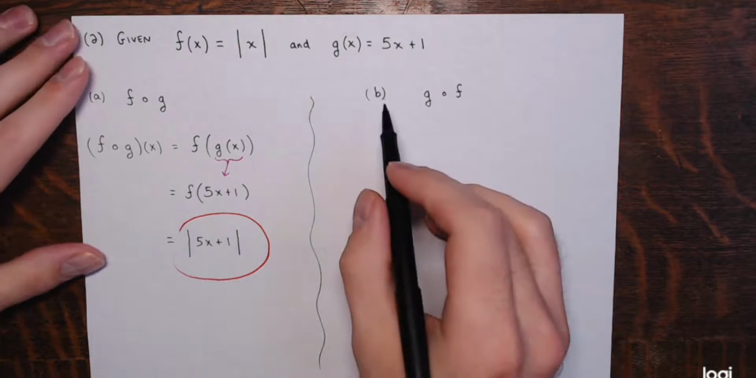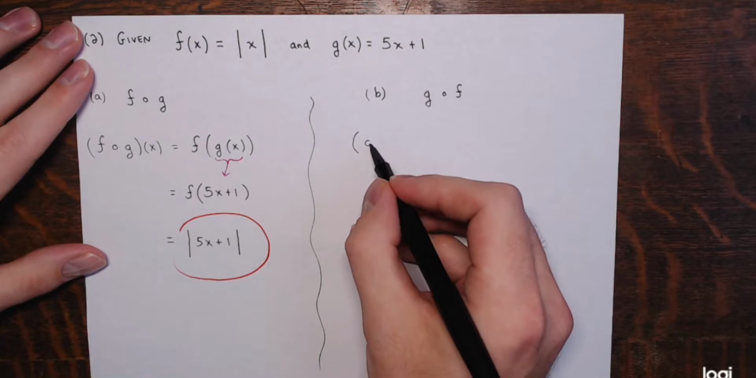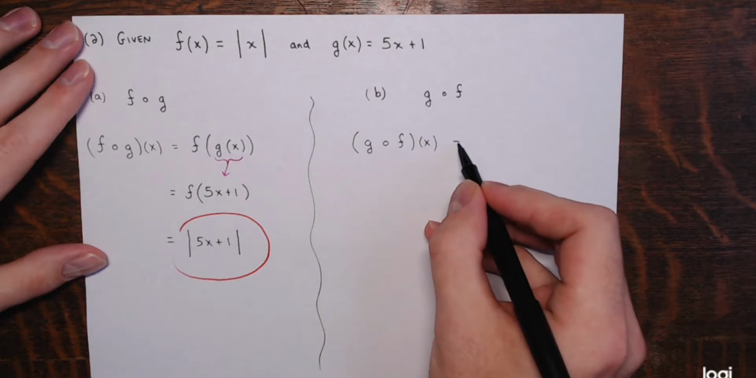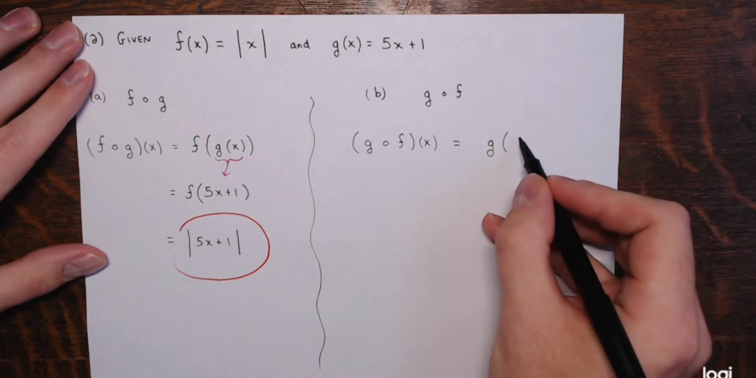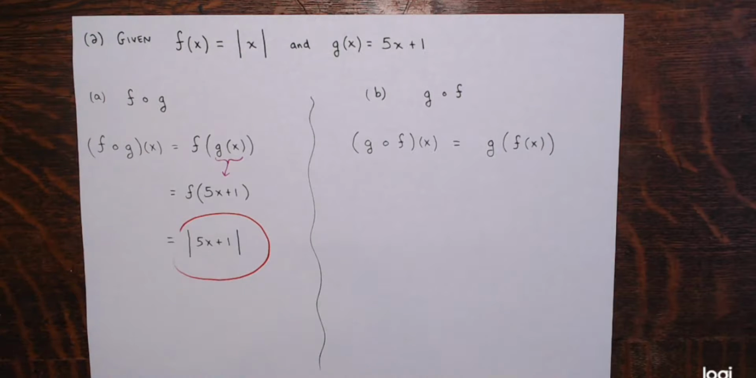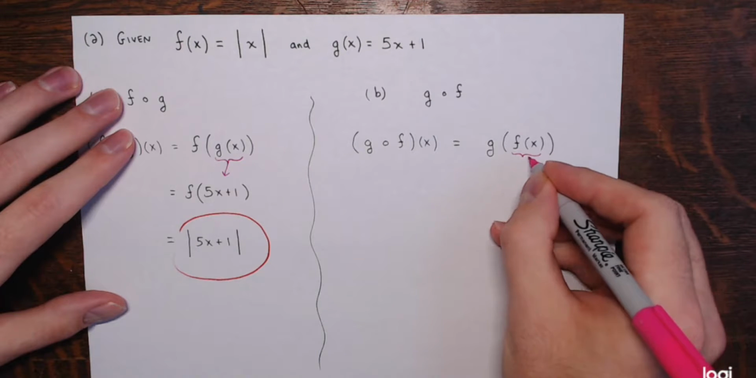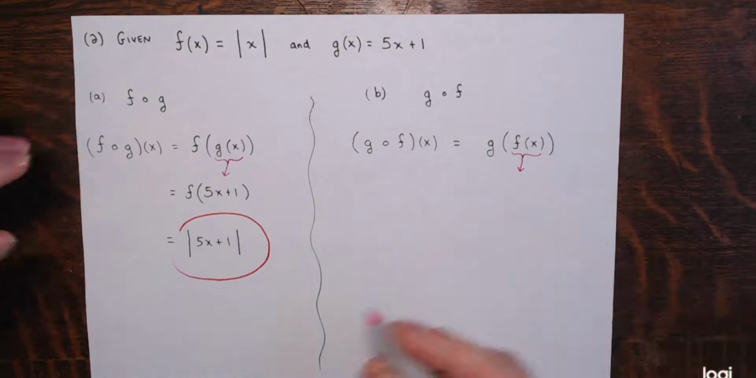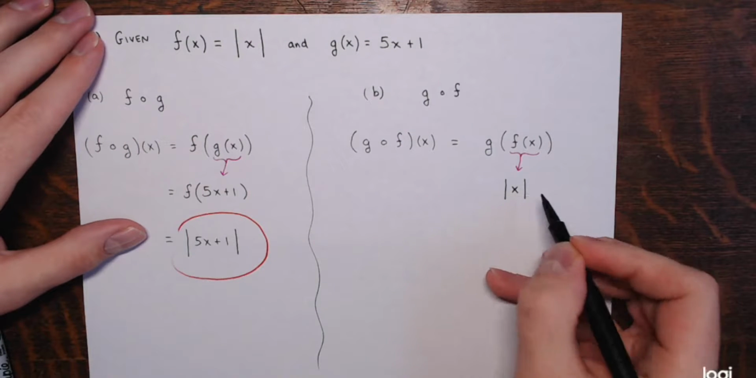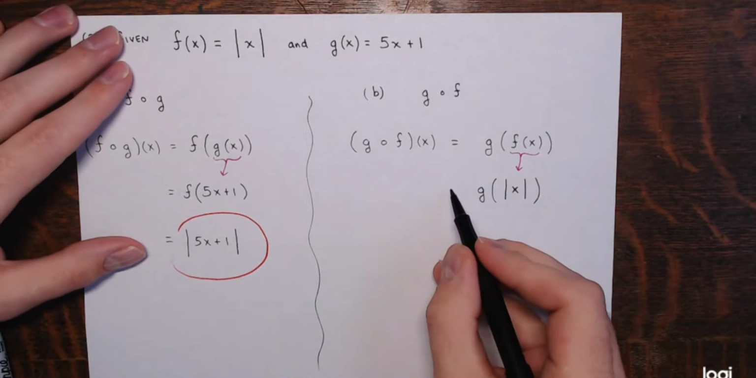And then part B is just the other way around, switch the order. What is g composed with f of x? And again, another way to write this should be g of f of x, like this with all the parentheses. So this time x goes into f first. Alright, so I find f of x first. Now f of x is simply the absolute value of x. And then you're plugging that into g. Alright, now it becomes g of the absolute value of x.